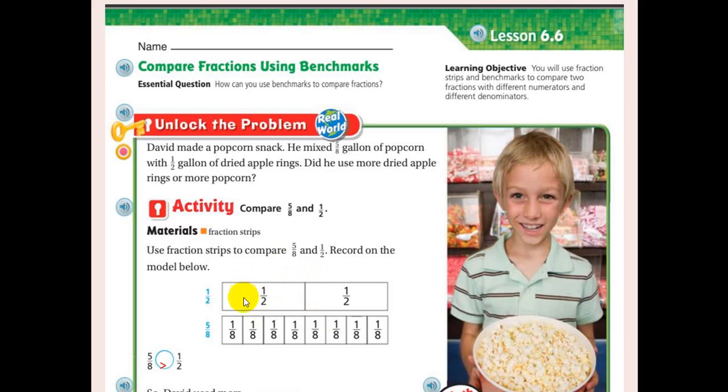The first fraction is half, and we show 5/8 till here: 1, 2, 3, 4, 5. Which is bigger on the benchmark, half or 5/8? 5/8 is more than half.